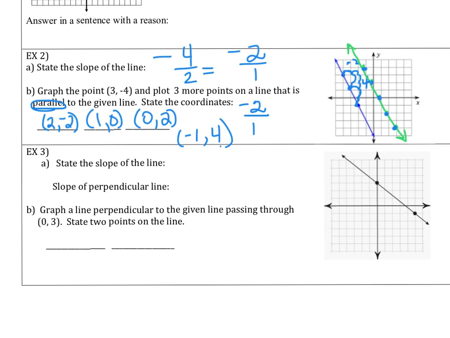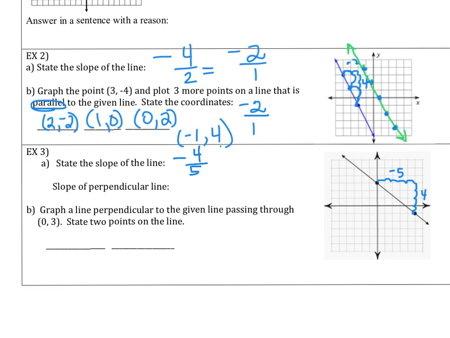Example 3. State the slope of the line. Notice it is going downhill, so I should have a negative slope. We're going to start at the lower point and count our rise. Let's see, 1, 2, 3, 4. And then to the left, 1, 2, 3, 4, 5. So there's our negative. Rise over run, so we have 4 over 5.